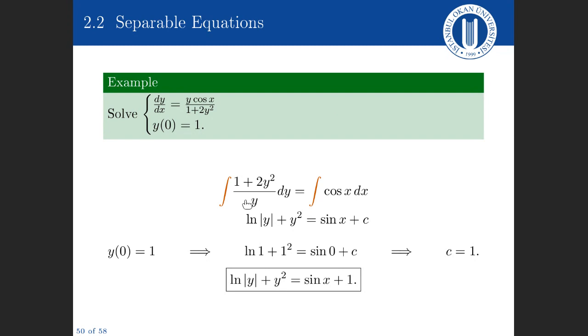Separate the variables and then integrate. We get ln of the absolute value of y plus y squared, and on the right side we get sine x plus a constant. We use the initial condition to see that the constant must be 1, and then we finish with an implicit solution.